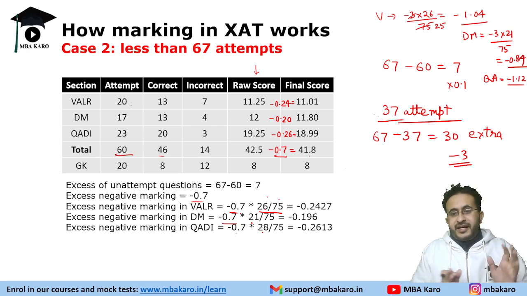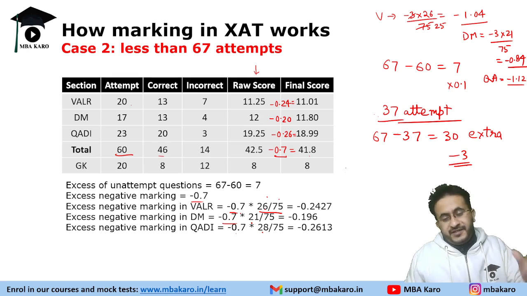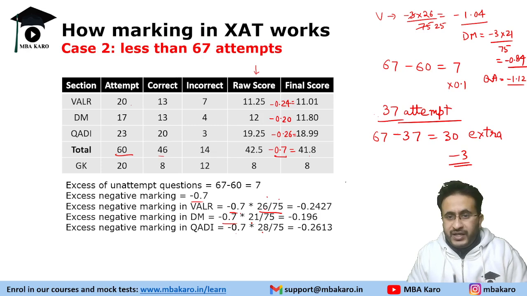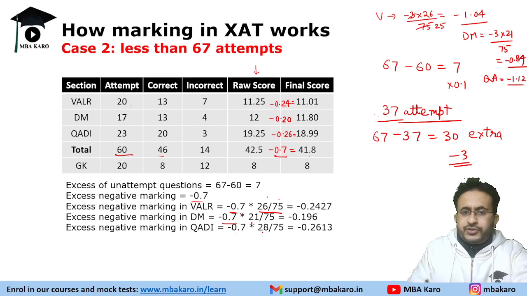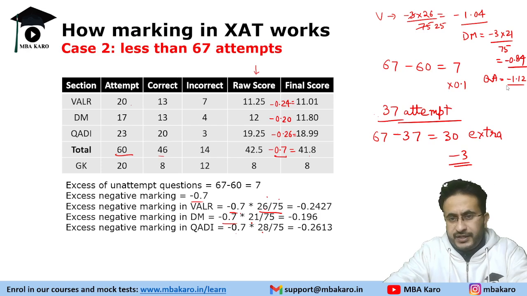So it means that no matter how many questions you leave, the biggest impact is going to be on QA, and the least impact is going to be on DM. This is in proportion to the number of questions. So this is how the score is calculated.